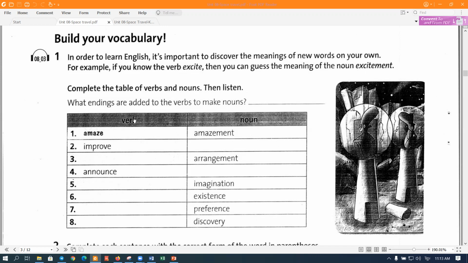Excitement. Now complete the table of verbs and nouns, then listen.